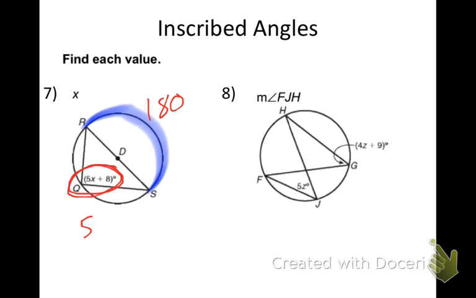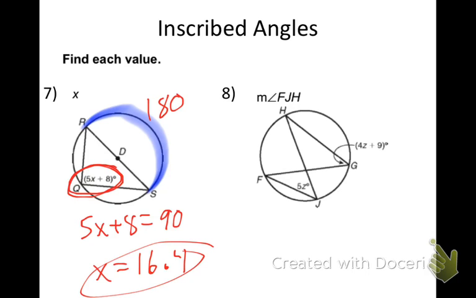So I set 5x plus 8 equal to 90. And then I solve for x. Okay? So notice, because it's a diameter, the arc measure is 180 degrees. So I set 5x plus 8 equal to 90. I solve for x. X does come out to be a decimal, not a problem. What's the measure of x there, Tyler? Nice job. X equals 16.4.